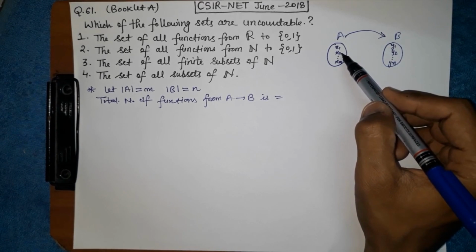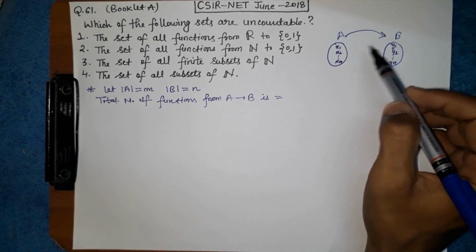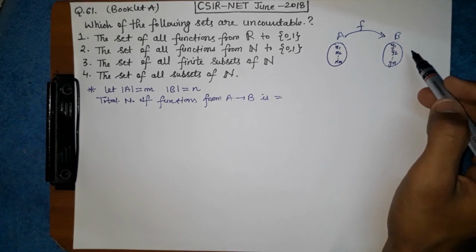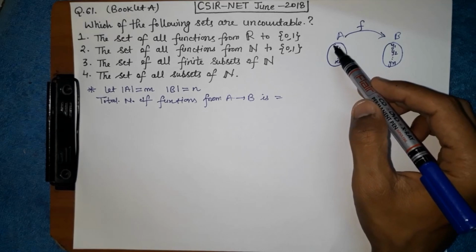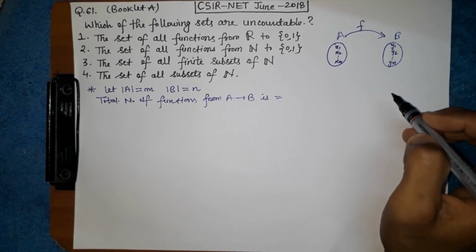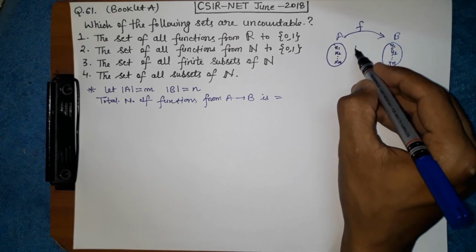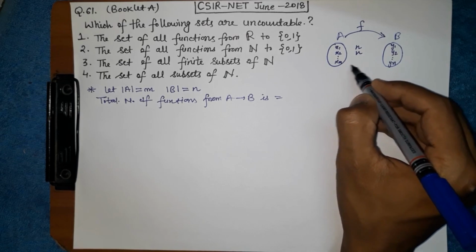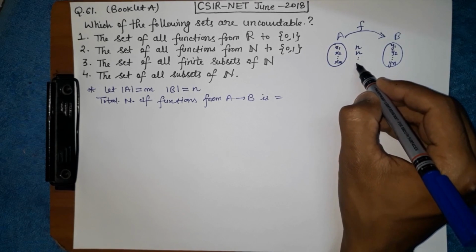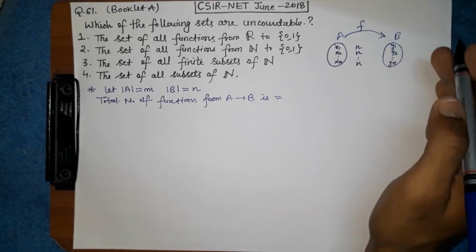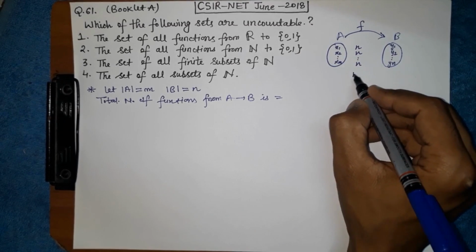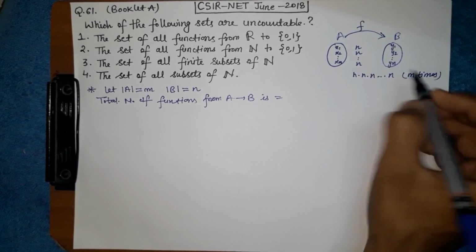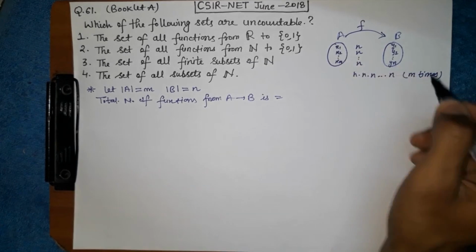Similarly x2 again has n possibilities, and since it is a function, every element of A should be mapped to B. So that means every element of set A has n different possibilities. So x1 has n possibilities, x2 has n possibilities, and up to xm also has n possibilities. So the total number of functions from A to B is n into n into n, m times. That is the number of elements in this set A, times.